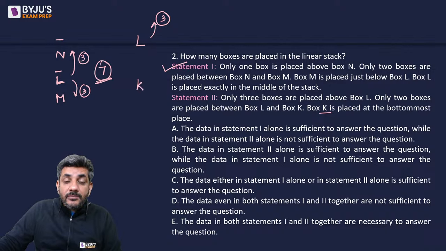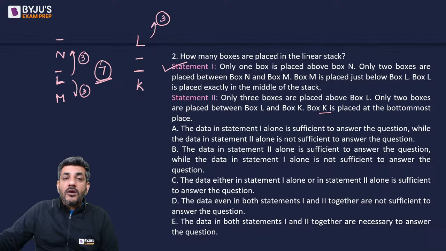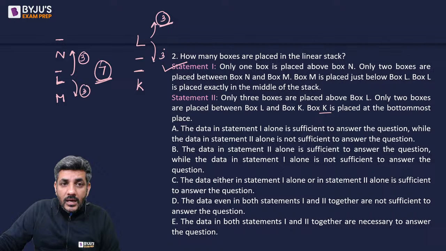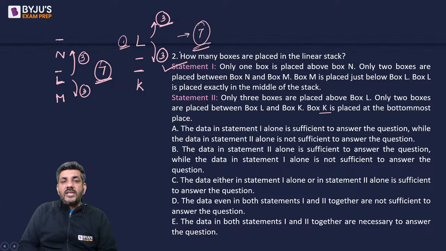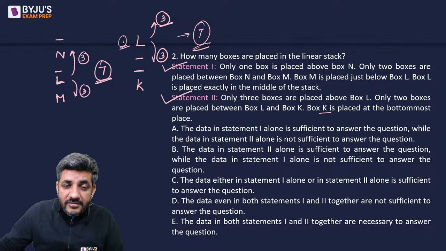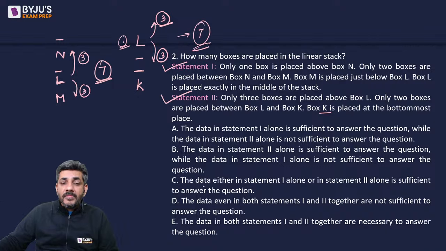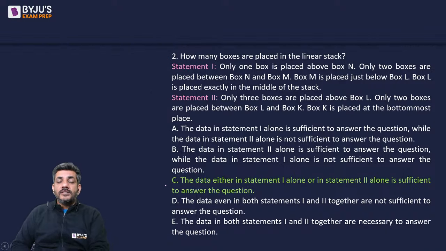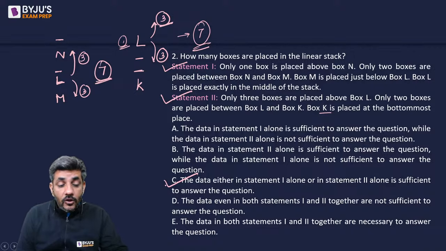If K is placed at the bottommost place, that means two boxes are between L and K. Now I surely know there are three boxes above L, there are three boxes below L, and there is one box which is L itself. So in total, there are seven boxes in this stack as well. So this also gives me the answer. My answer is the data in either of the statements alone is sufficient to answer the question. The answer should have been option C.